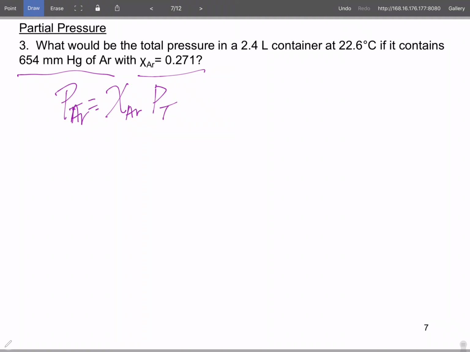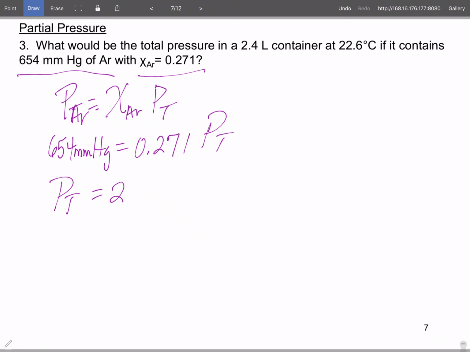So we know the pressure of argon. It's 654 millimeters of mercury. We know our mole fraction, which is 0.271. So that means that we can find PT. Now, I didn't specify that this had to be in atmospheres or anything else. So pressure total is going to be equal to 2413.2841 millimeters of mercury.